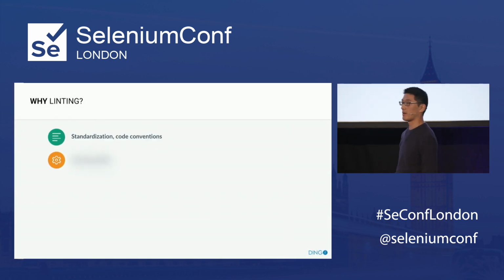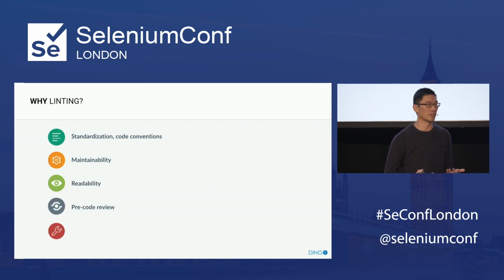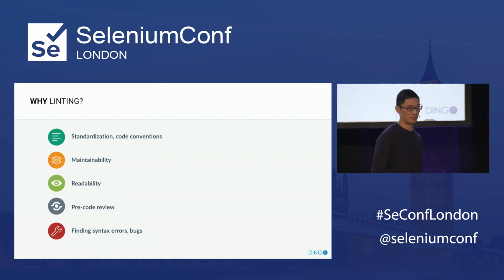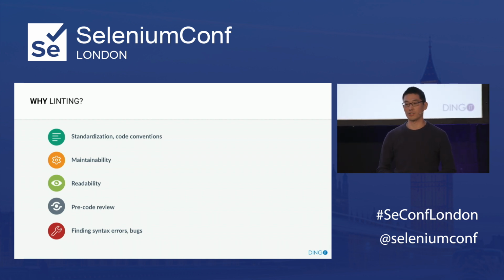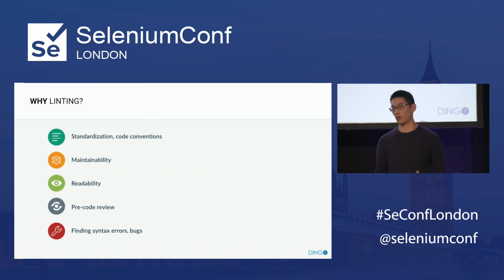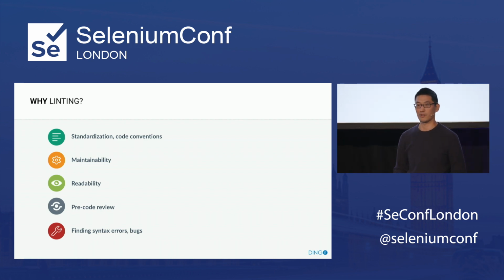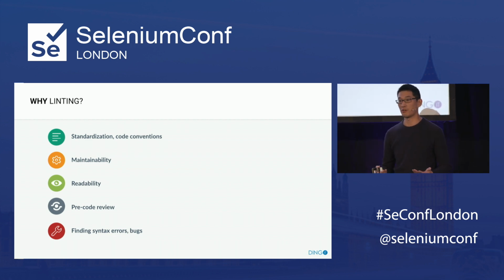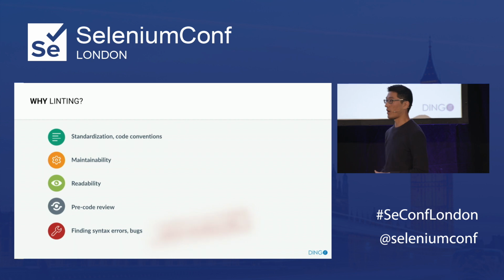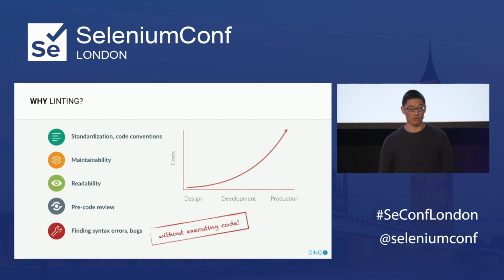So why do we lint? Code convention standardization, right? Which also increases maintainability, readability. But what a linter can also do is not only check the formatting, if indentation is all great, but also find potential errors, like, oh, this piece of code might never work, or this is constructed in such a complex way, I'm not sure if it's going to work. So it can actually do some pre-code reviewing for you. So finding syntax errors, bugs, and this is all without executing the actual code, right?